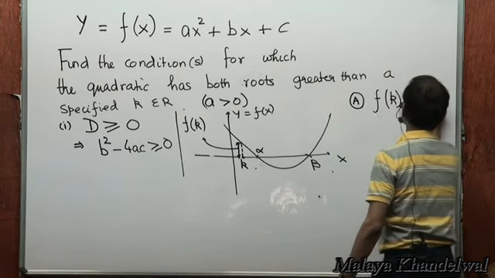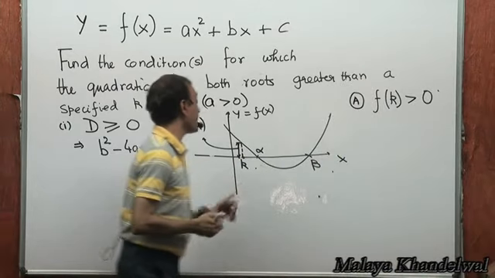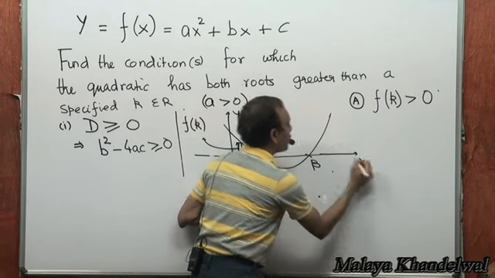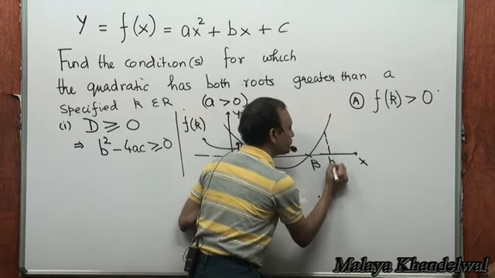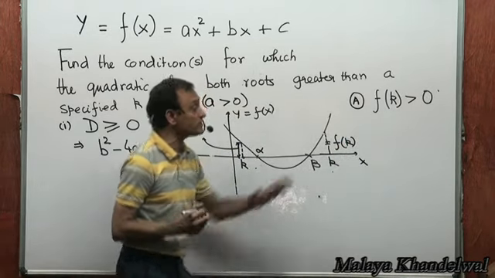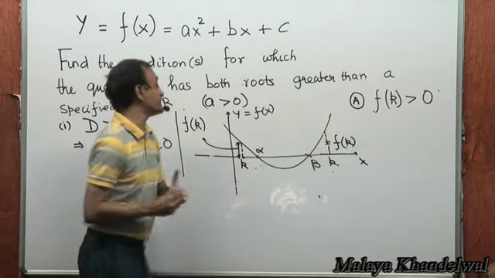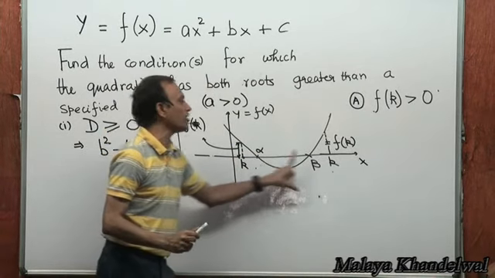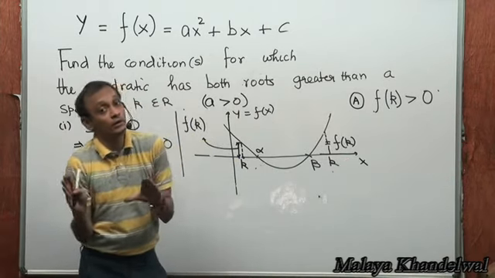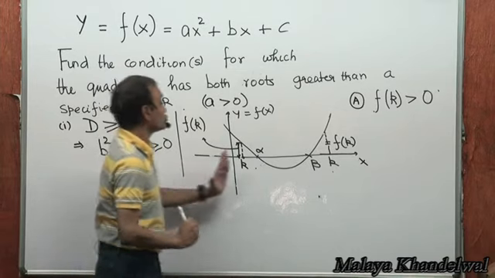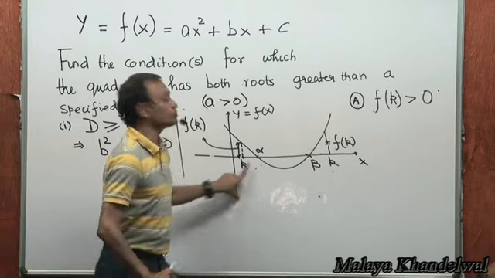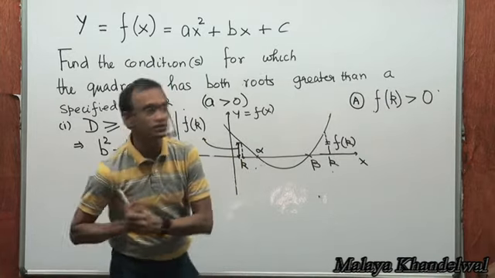That's one thing. But do you realize that this does not guarantee that k is to the left of alpha? Because if k was to the right of beta as well, then also f of k would have been positive. So f of k greater than 0 only tells me that k is either to the left of alpha or k is to the right of beta, where there is still a gray area. And we need to resolve this issue, right? To make sure and to conclusively write k to the left of alpha, an additional condition is required.